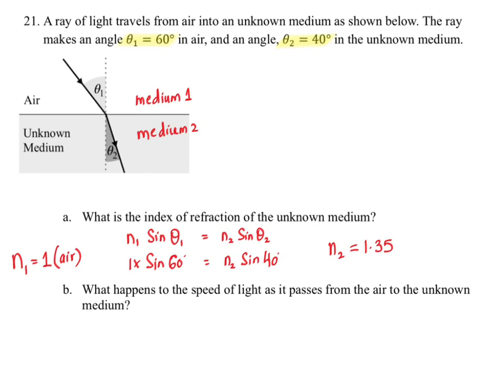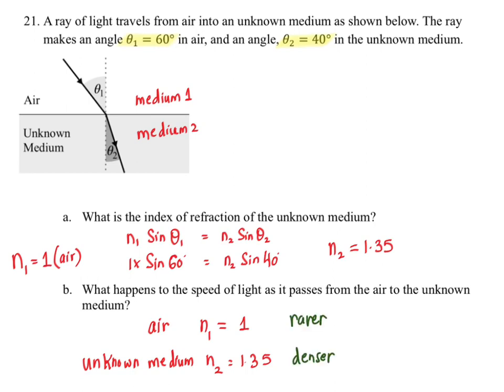What happens to the speed of light as it passes from air into the unknown medium? So let's write down the refractive index of each one. n1 is 1, n2 is 1.35. So light is going to travel from a rarer to a denser medium. The speed of light will decrease as it enters the denser medium, and it will decrease by a factor of 1.35.